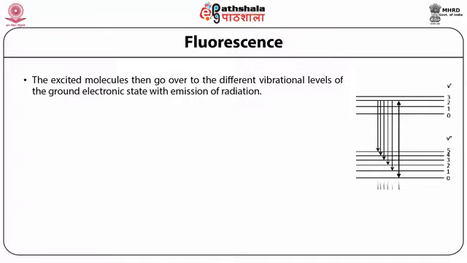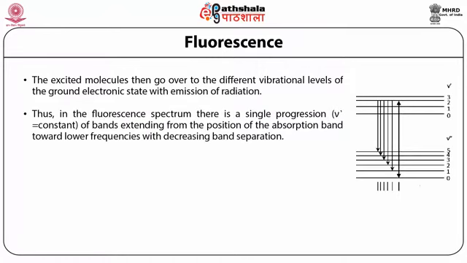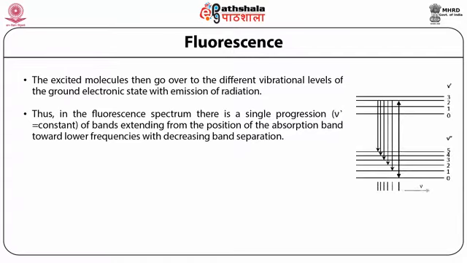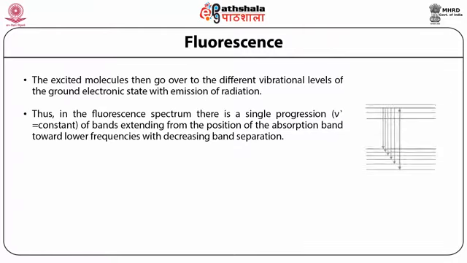is illuminated with light having the frequency of a single absorption band. The absorbing molecules are excited to the vibrational level of the upper electronic state of this particular absorption band only. The excited molecules then go over to the different vibration levels of the ground electronic state with emission of radiation. Thus, in the fluorescence spectrum, there is a single progression corresponding to ν' = constant of bands extending from the position of the absorption band towards lower frequencies with decreasing band separation.